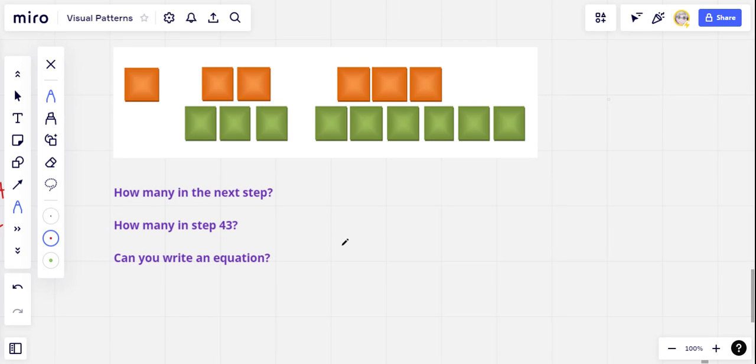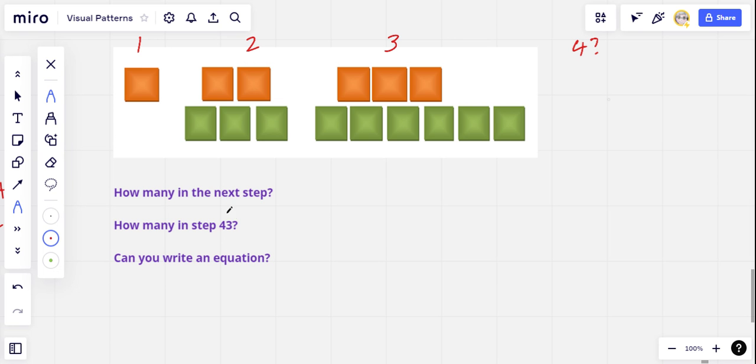Hello, we are back with another visual pattern challenge. So your challenge here is to look at this pattern. Here's step one, here's step two, here's step three, and use your visual intuition or your mathematical skills to predict the number of boxes in step four.